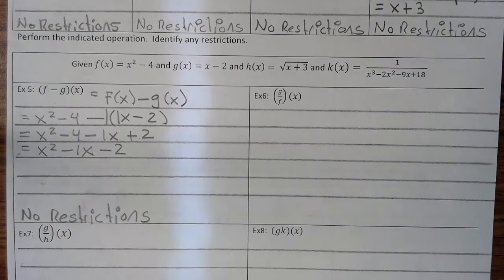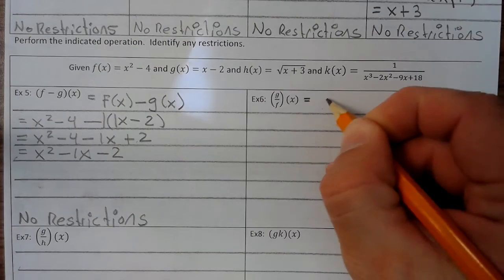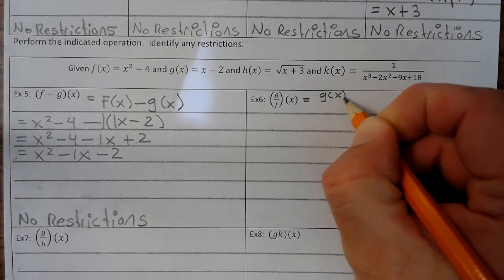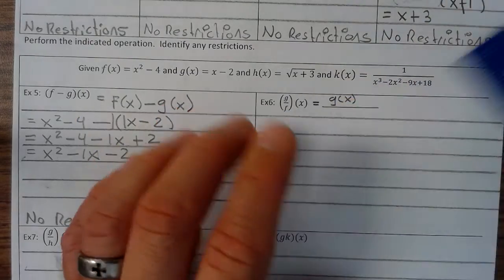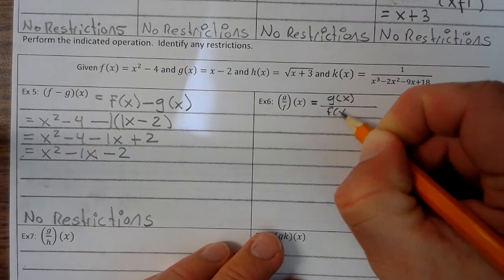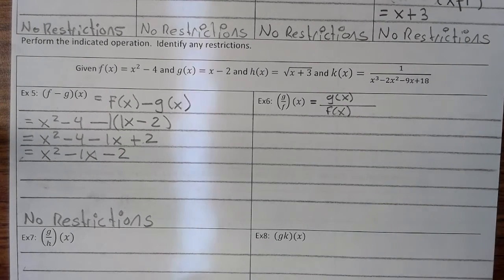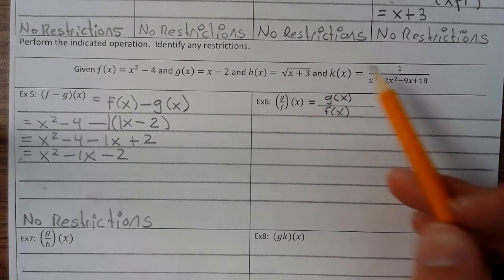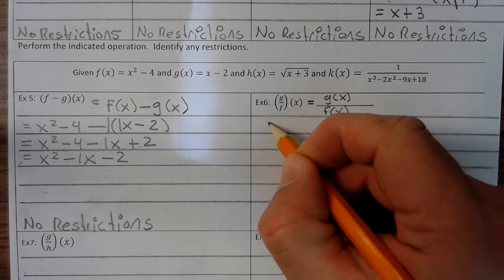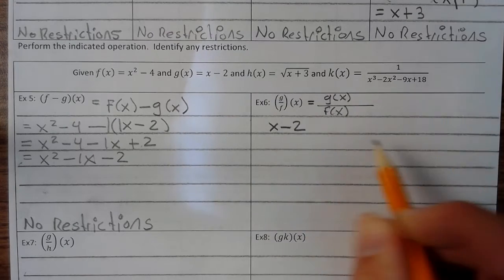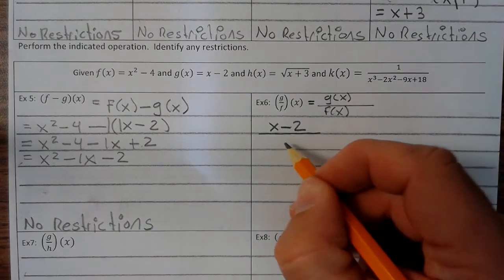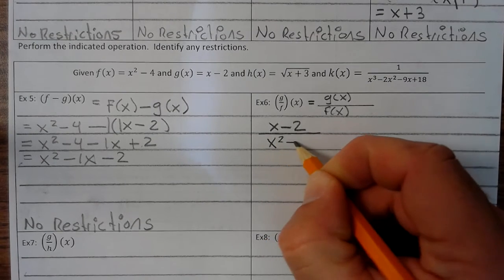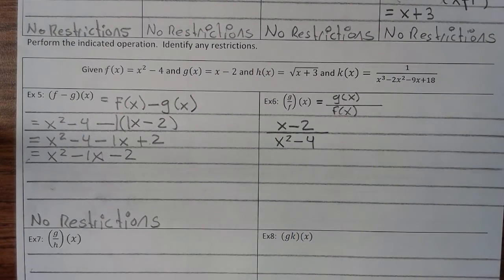All right, example 6. So what we have here is g of x divided by f of x. Now, because this has a denominator, there is a chance for restrictions, okay? Also, it has a square root. Nope. g of x is x minus 2, and f of x is x squared minus 4.